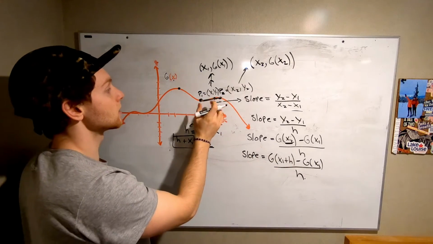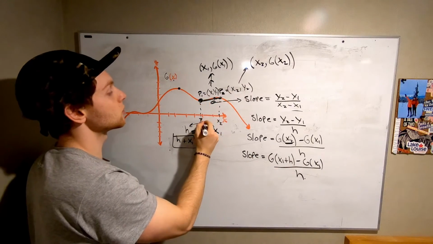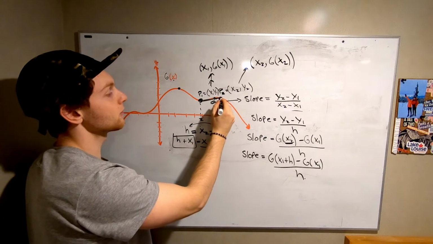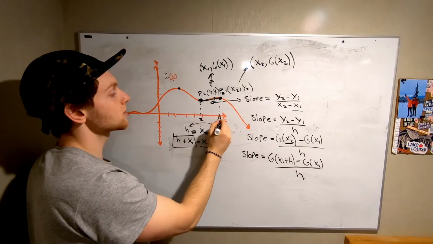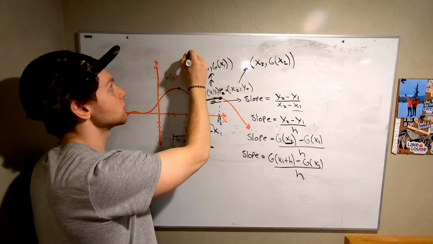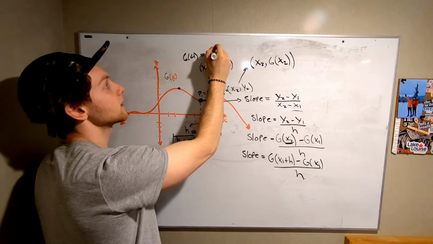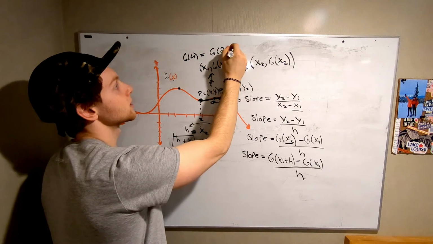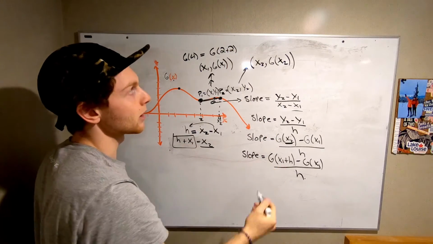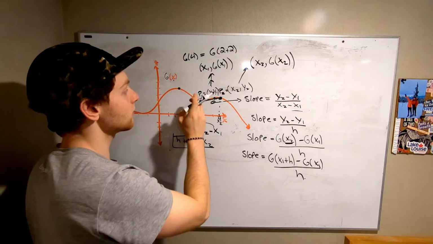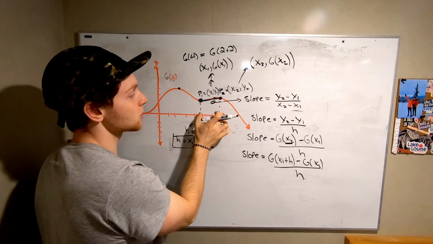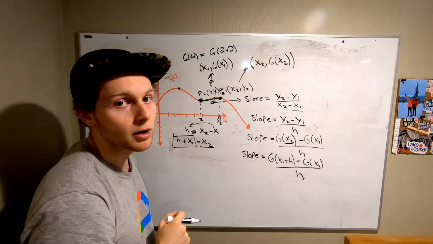And so you can sort of think of this as the g of x1 plus h, right? If this is g of 2, let's say, g of 4 would be the same thing as g of 2 plus 2. That's basically all we're writing here. It's the value of x1 plus the difference between the two that gets us the point where we want to be.